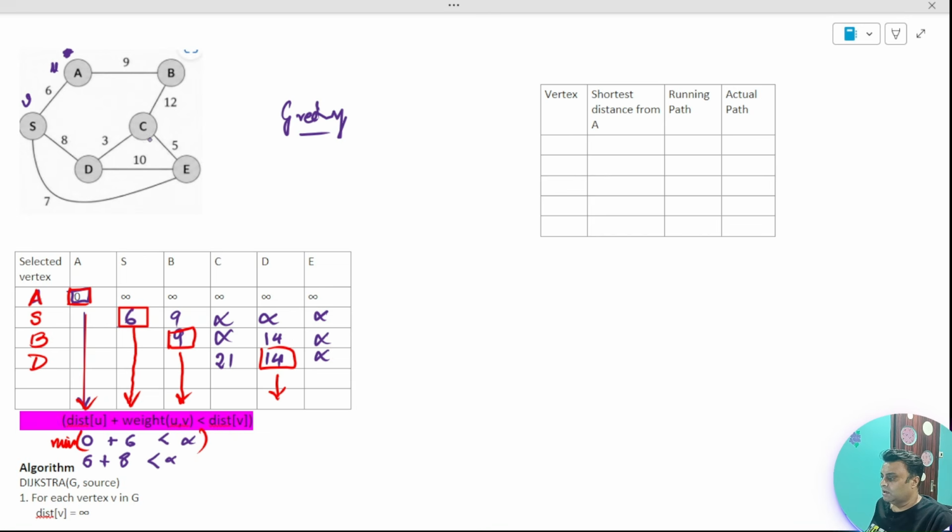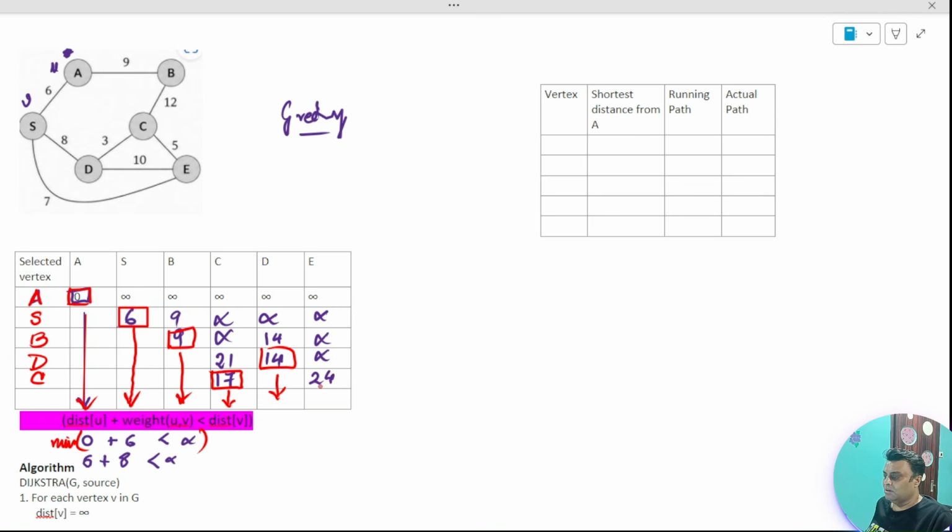From D, if I go to C, I will incur a cost of 3. The previous row till D was 14. So I will put 17 here. 14 plus 3 is 17. 17 is less than 21. Put it here. Then I'll go from D to E. D to E is 10. In the previous, to reach D, I had 14. 14 plus 10 is 24. 24 is less than infinity. Put it here. Least is 17. I will mark it like this. And this is done. I have selected therefore C.